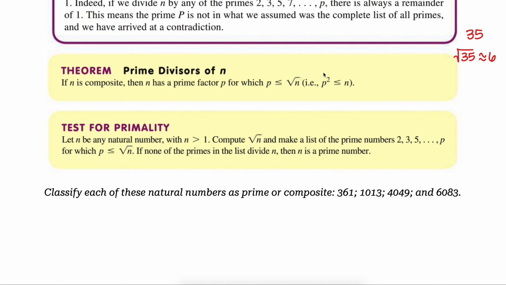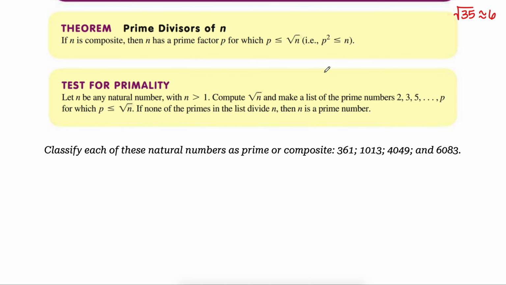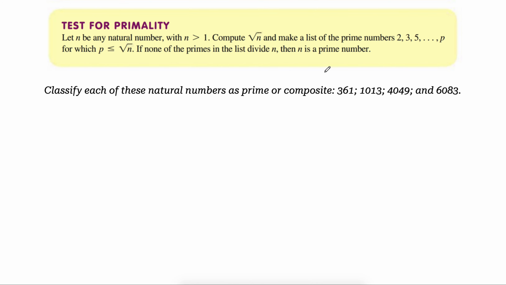Working through these types of problems, you might want to have a calculator handy, but I want to show you how exactly this is going to work. So we're going to determine if these four numbers are prime or composite. So 361, we're going to start there. The square root of 361 happens to be the number 19. And 19 is a prime number. Since 19 divides 361, 361 is composite.